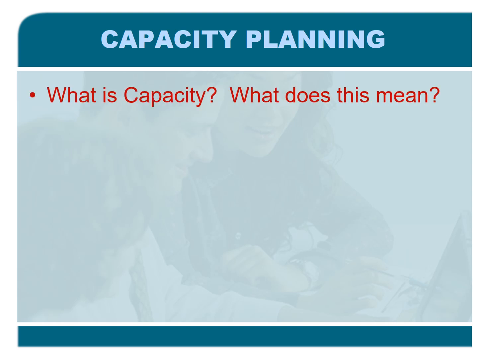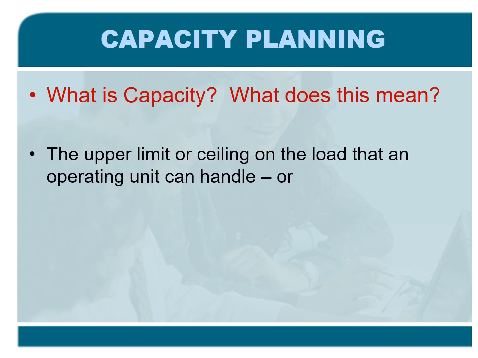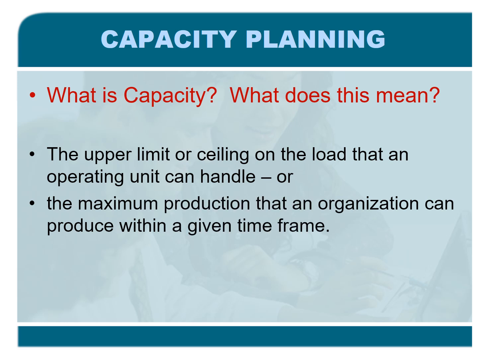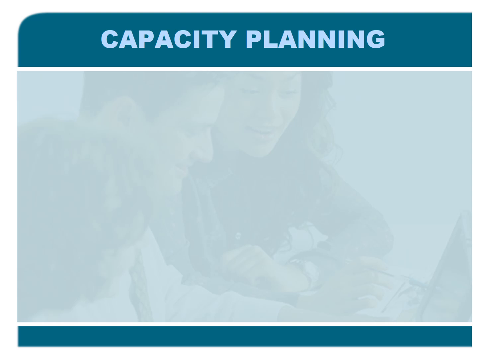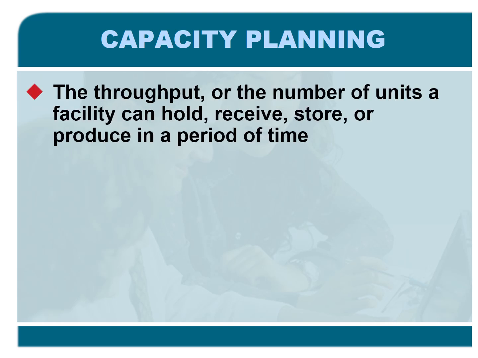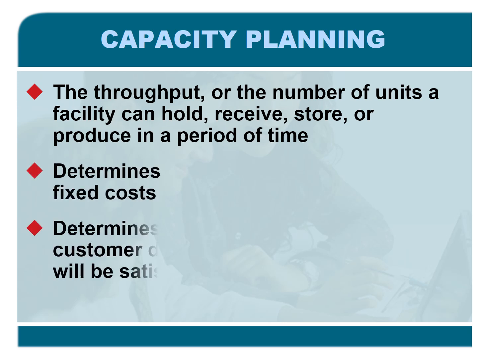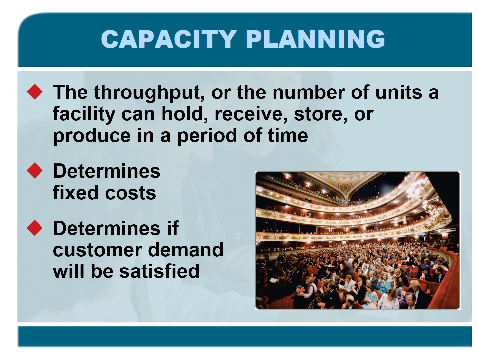What is capacity? What does this mean? Capacity is the upper limit or ceiling on the load that an operating unit can handle, or the maximum production that an organization can produce within a given time frame. The throughput, or number of units a facility can hold, receive, store, or produce in a period of time, determines fixed costs, and determines if customer demand will be satisfied.